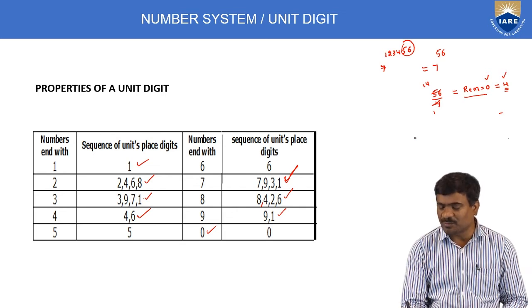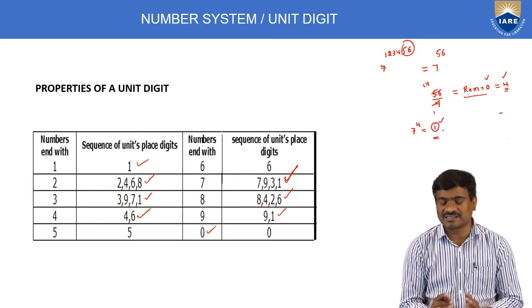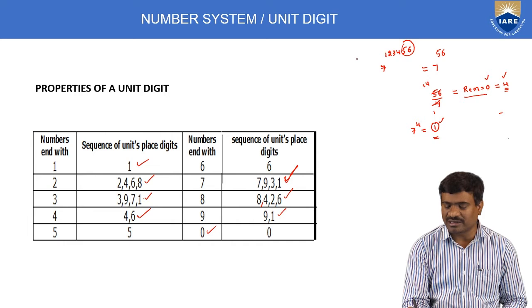That is 7 to the power of 4. 7 to the power of 4 is equal to 1. Therefore, the answer is 1. This is about the second example in case 3.